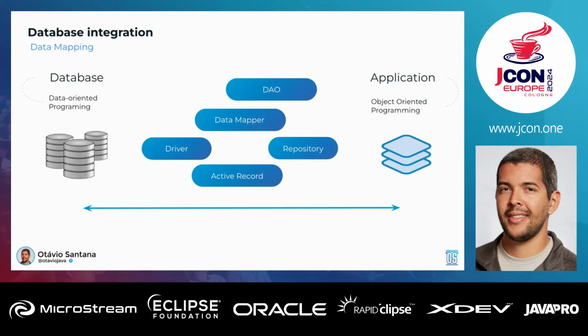Those have a balance in terms of proximity. So there are some patterns that are close to the database. That means they go in the direction of a database-oriented programming style. And there are others that are closer to the application itself. That means going closer to the object-oriented programming style.